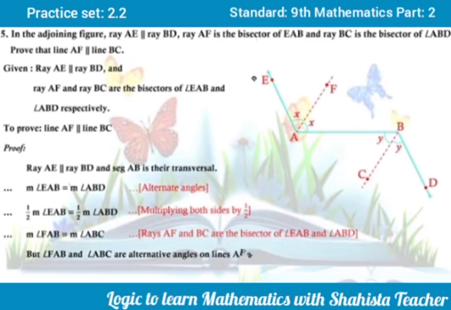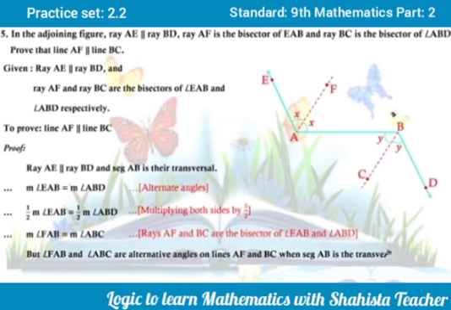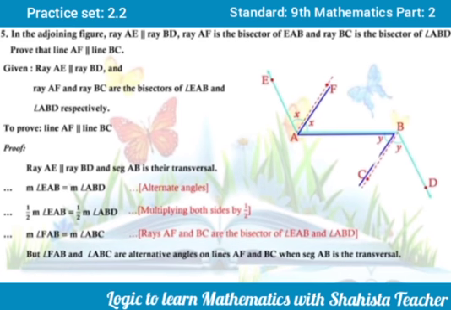FAB and ABC are alternate angles on lines AF and BC. Now here AF and BC are the bisectors. So here AF and BC, when segment AB is the transversal. You can see this AB is the transversal line and AF and BC are its bisectors. So they are alternate angles. So FAB and ABC are alternate angles on lines AF and BC.